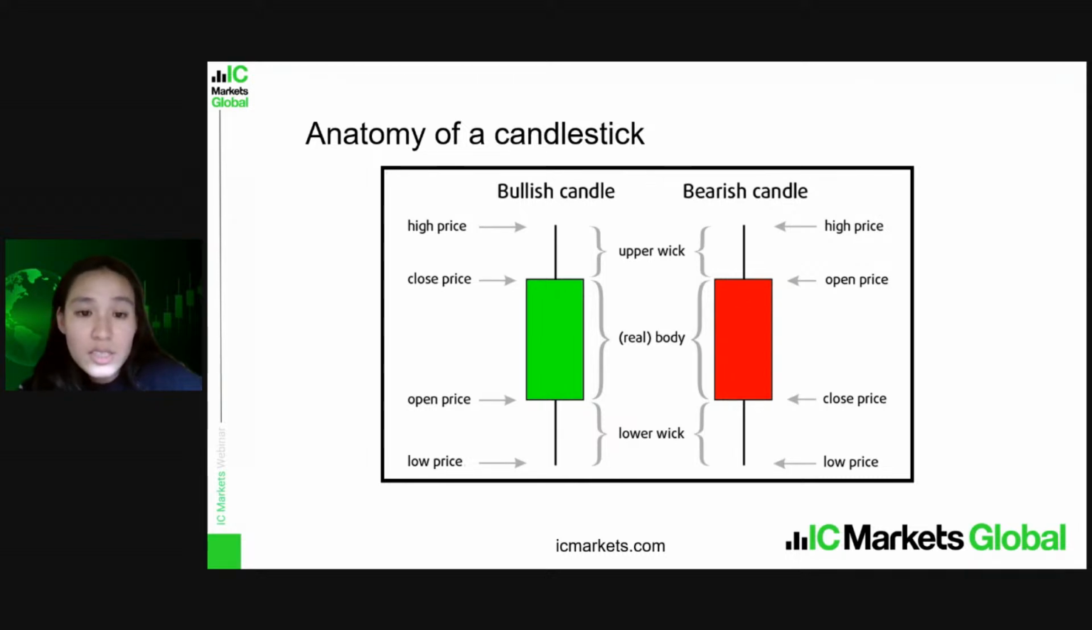For a bearish candle, the top of the upper wick represents the high price, the start of the body of the candlestick represents the open price, the bottom of the body represents the close price, and the end of the lower wick represents the low price. So it's important to understand the anatomy of a candlestick, especially when you're doing a price action strategy.